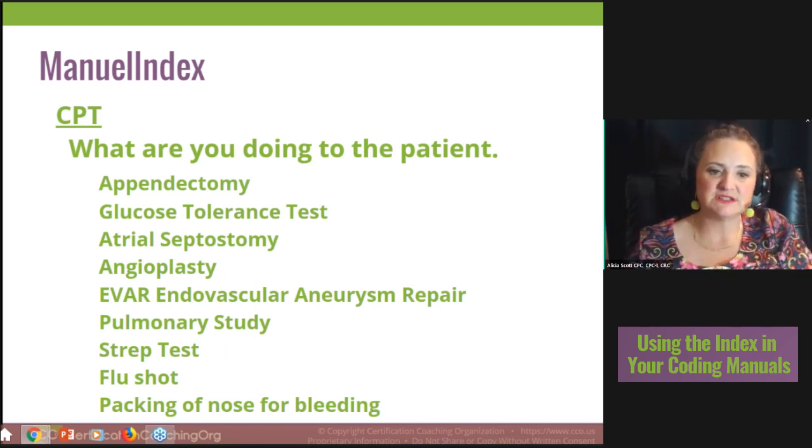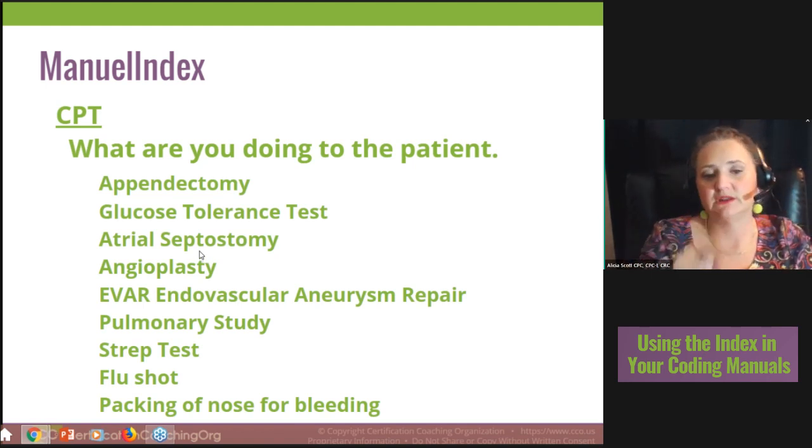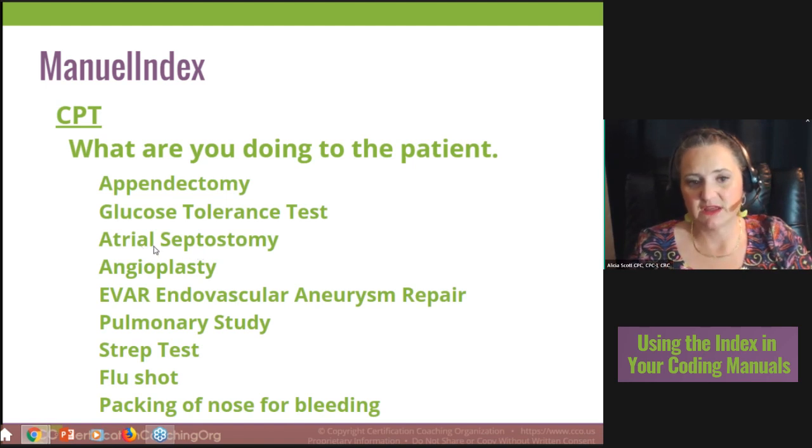Okay, now this is another one, arterial septostomy. This is kind of a rare procedure that's done to a patient who has severe PVD, or really arterial insufficiency, and they go in and open up an opening between two parts of the heart and stuff like that. It's pretty rare. But what are we going to look up? Septostomy. Do you even know what a septostomy is? You probably don't. Ultimately, they're putting an ostomy between the two parts of the heart.